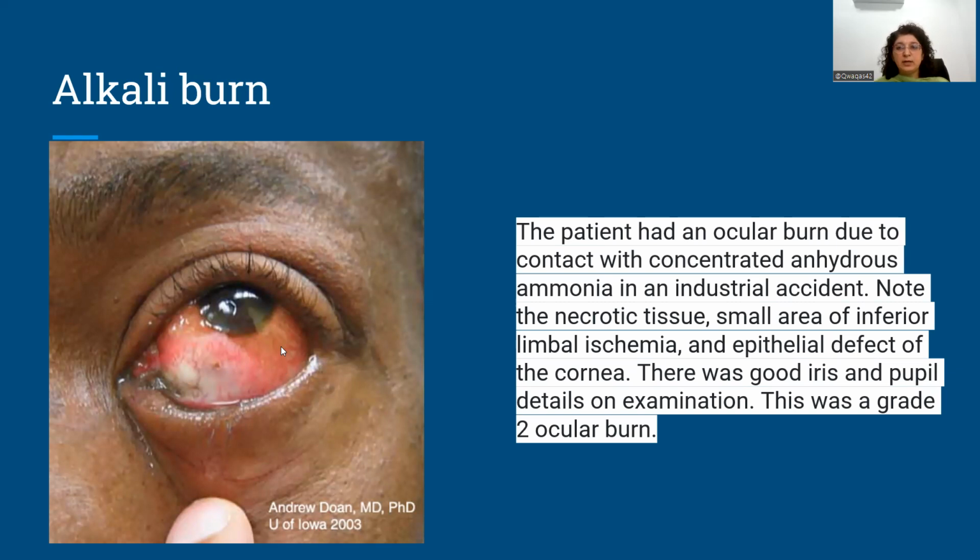So this is a case study. This patient was at work and had an eye burn covering this particular area as well as the cornea with concentrated anhydrous ammonia. So this was an industrial accident, and you can notice that there's some necrotic tissue over here, and then there's a small area of inferior limbal ischemia right over here, and there is an epithelial defect involving the cornea right over here. You could see the iris and the pupil details on exam very well. This is considered a grade 2 ocular burn.